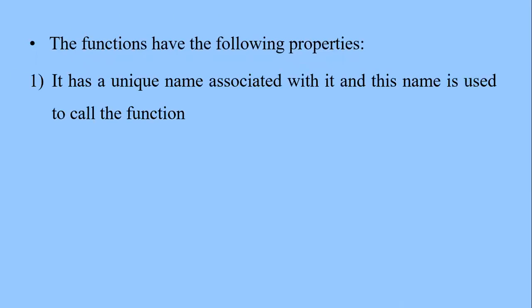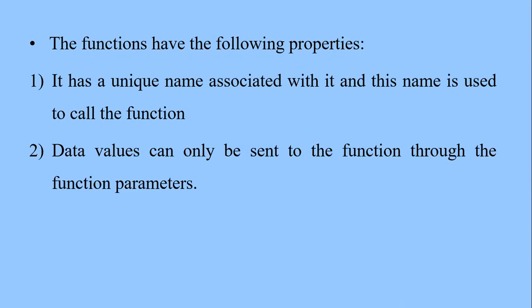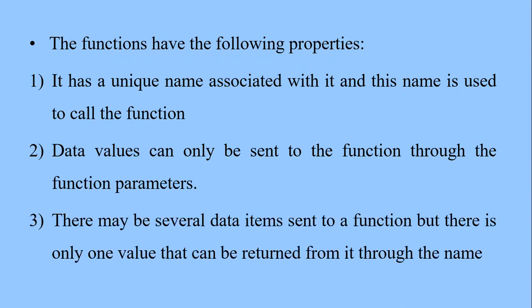The functions have the following properties. Number one, it has a unique name associated with it, and this name is used to call the function. Secondly, data values can only be sent to the function through the function parameters. Thirdly, there may be several data items sent to a function, but there is only one value that can be returned from it through the name.